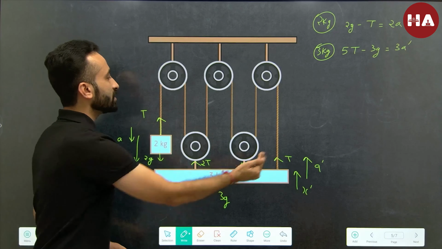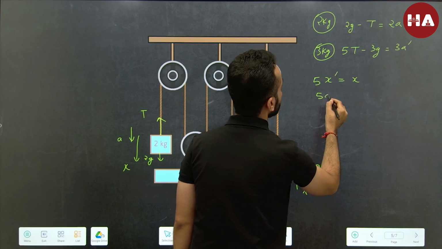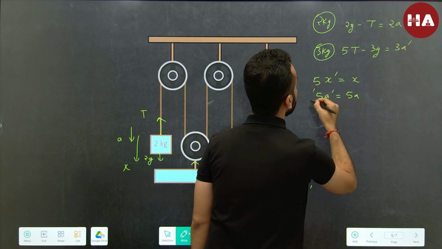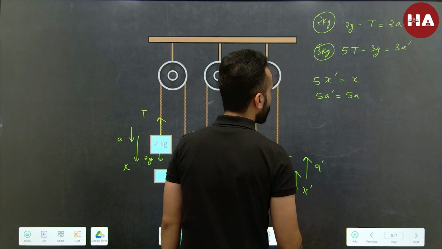This reduction in length has to be compensated by an increase in length. So you might sometimes be wondering that it feels as if energy is being created. This is the catch. Energy is not being created. Let's understand how. So very quickly, first write 5x dash is equal to x, and if we differentiate it twice, then we get 5a dash is equal to a.